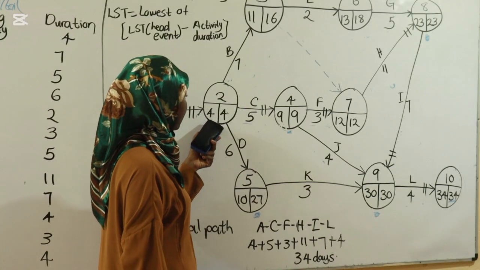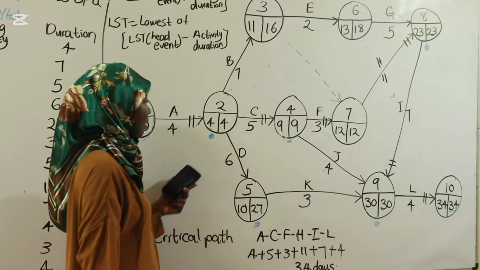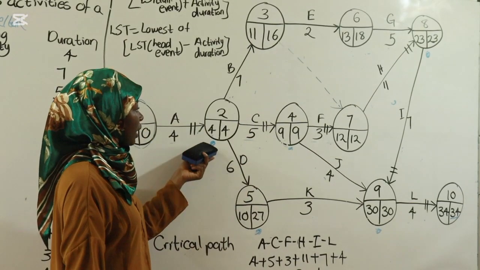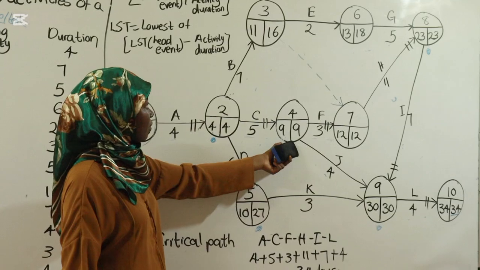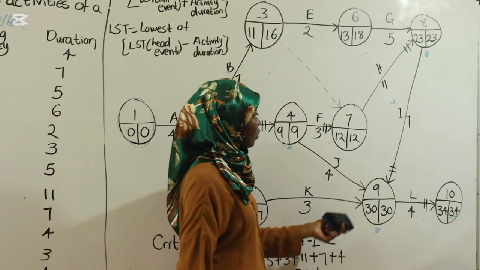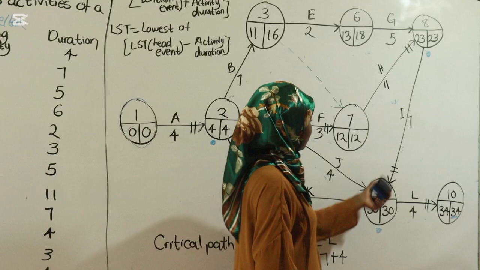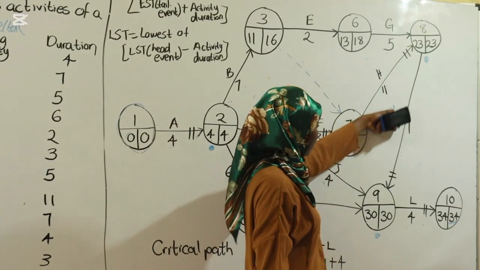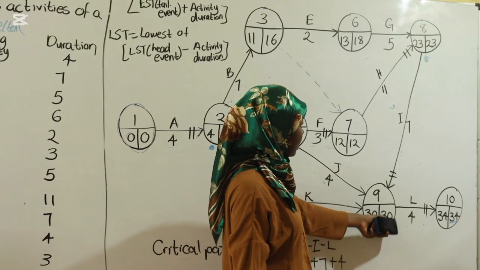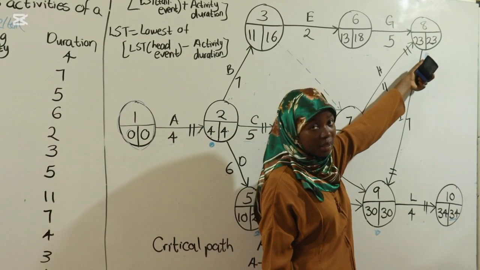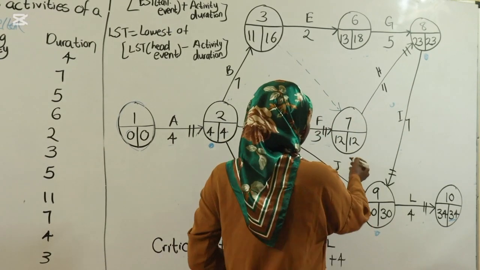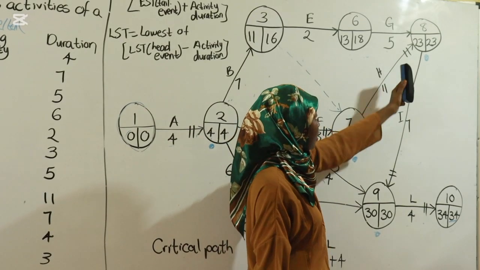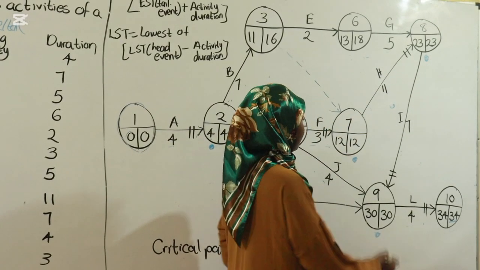Okay? When you're standing here, how many head events does this event have? It has 1, 2, 3. So you cannot calculate for this until you have LST for all of them. So we go to another one. We can only move here. Now when you're standing here, our head event is only one. LST head event is 30 minus 7. You get 23. Here, it has only one head event, so it's 23 minus 11, you get 12.